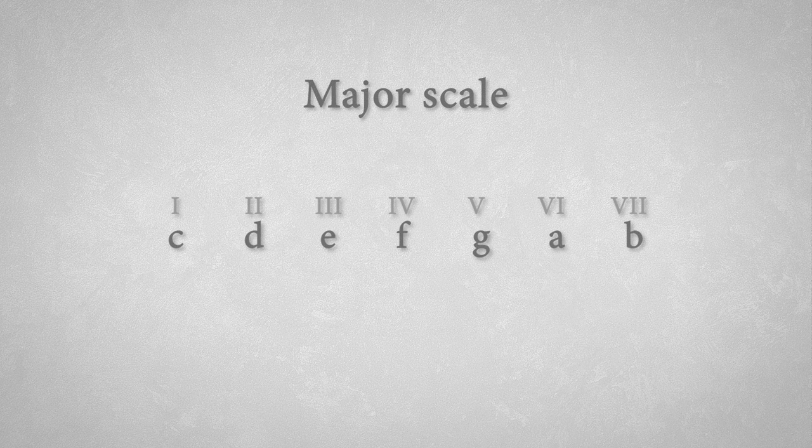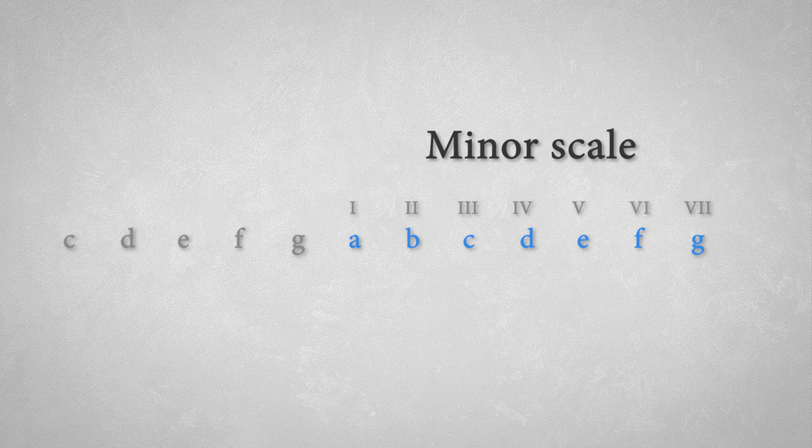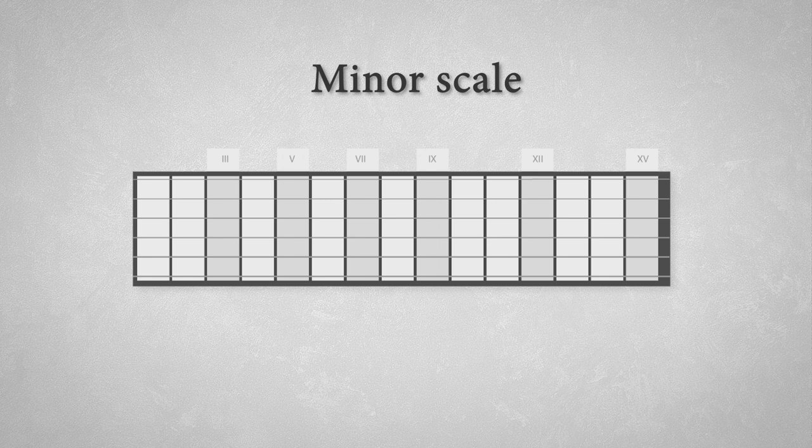Well, the minor scale starts on the sixth note of a major scale. So look at this C major scale, and notice that the sixth note in the C major scale is the note A. If you would start the C major scale on this note A, then we have created this A minor scale: A, B, C, D, E, F, and G. Let's plot the scale on the neck of the guitar.